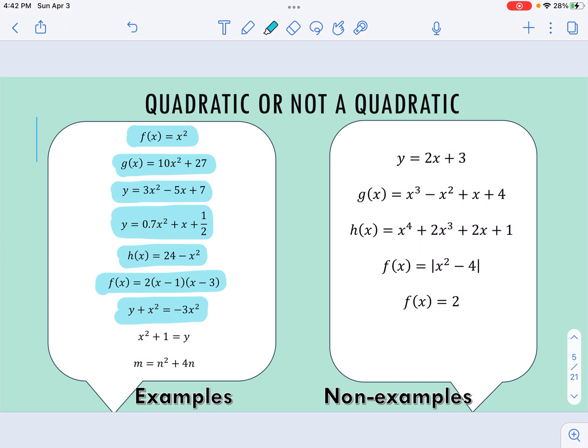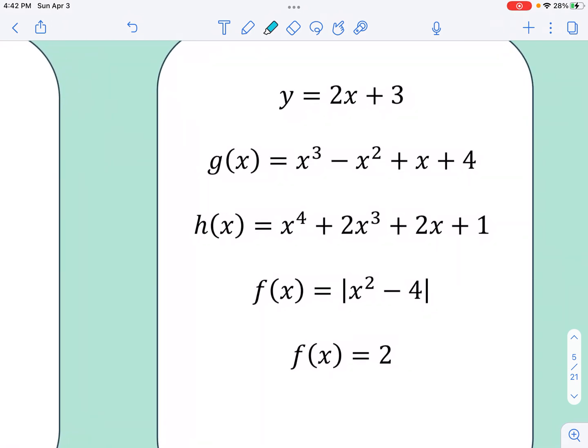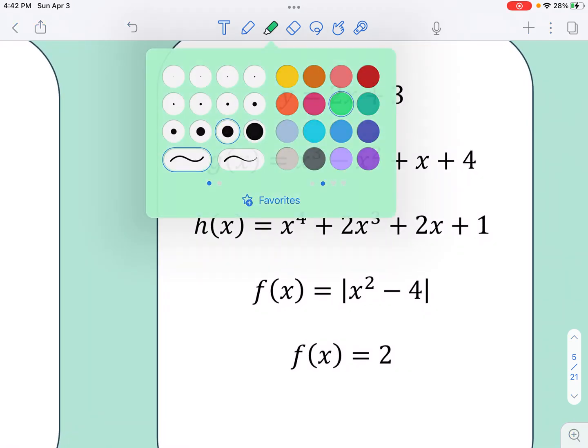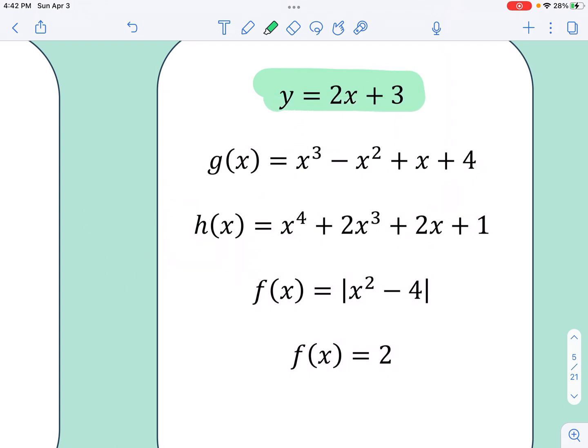Now that we have a good understanding and a good idea of differences in quadratic functions, let's take a look at some non-examples. Now this first example that we're going to take a look at is clearly not a quadratic function, because my highest degree is 1. If my highest degree is 1, we know we're dealing with a linear function. So this is obviously not quadratic, it's linear.